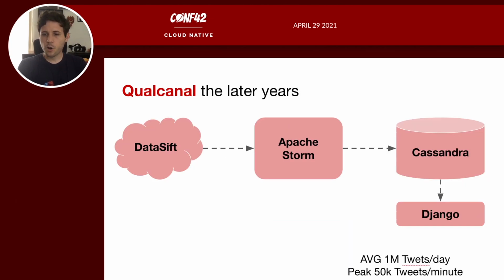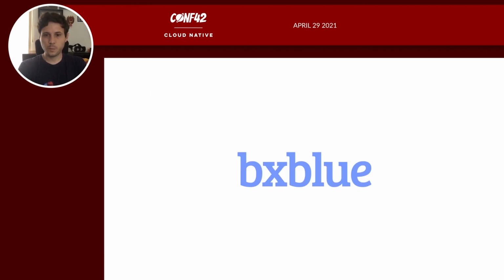And I remember our peak was 50K tweets per minute, and we never had any issues with load anymore. So this got me thinking that this kind of approach, where I try to stretch the application and the architecture as much as I could until it hurt, was the best approach for this kind of situation. And this is how I started when I got into bxblue.